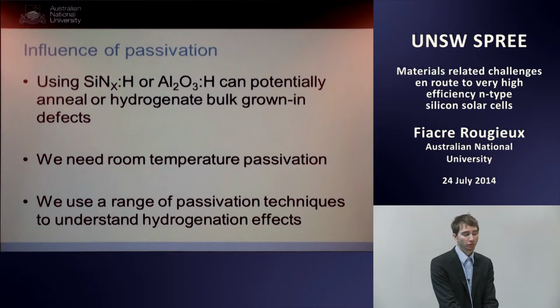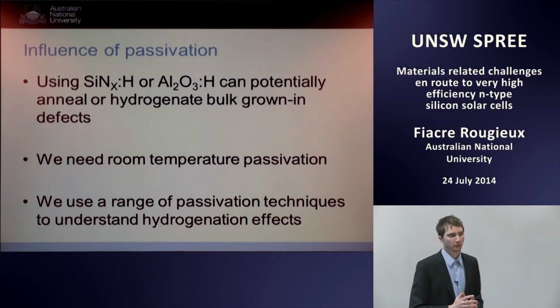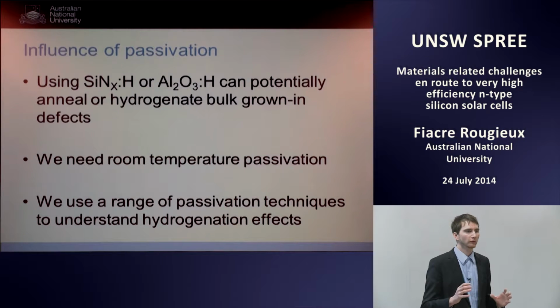So we have two strategies to overcome this challenge. Either we can use room temperature passivation, which I will present later on, or we can use a range of passivation techniques with different hydrogen content in the film, or with different annealing temperatures, so that we can really understand what are bulk defects and what are surface passivation effects. This is quite important because too often we use control wafers, or other types of wafers, where the passivation can have an effect on the bulk itself.